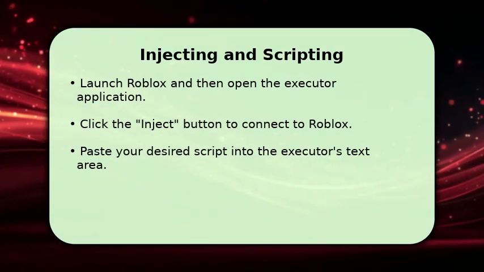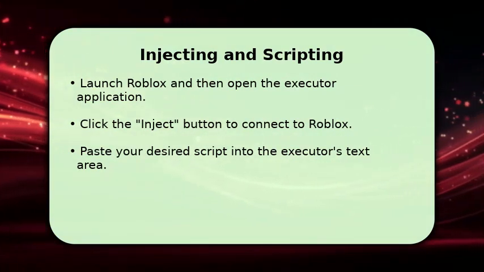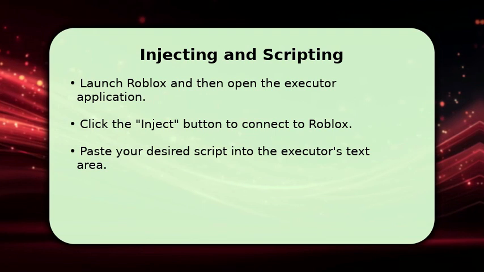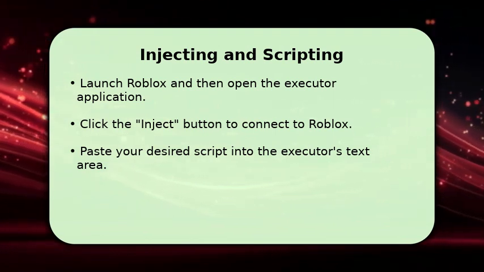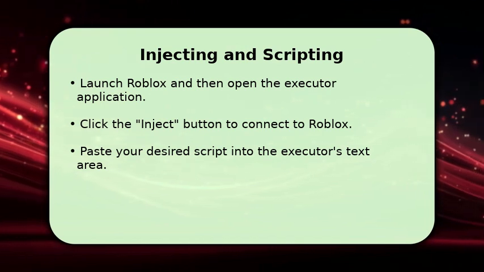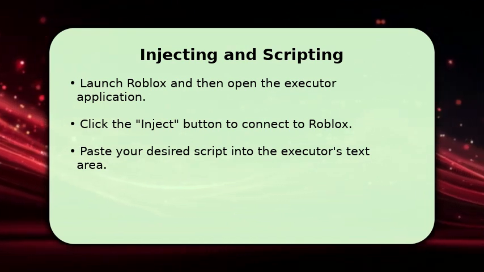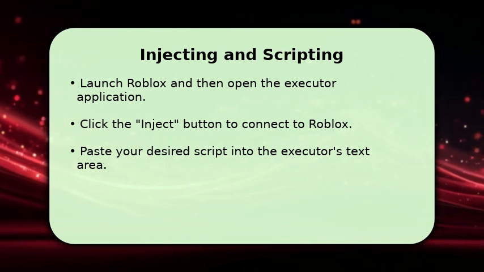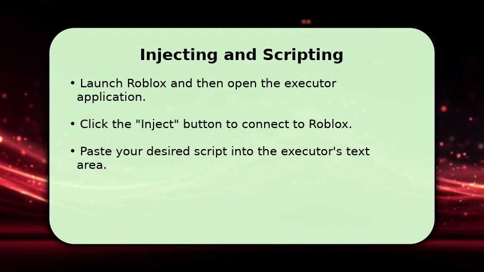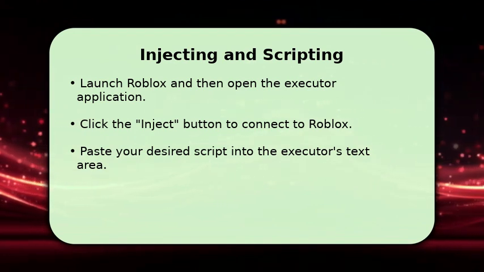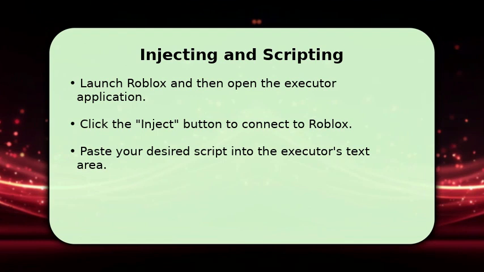With the executor installed, launch the Roblox game you wish to play. Immediately after, open your executor application. You'll typically find an Inject button. Click this to connect the executor to the running Roblox process. Once injected, a text area will appear where you can paste your desired script. After pasting, execute the script, and you should see its effects within the game.